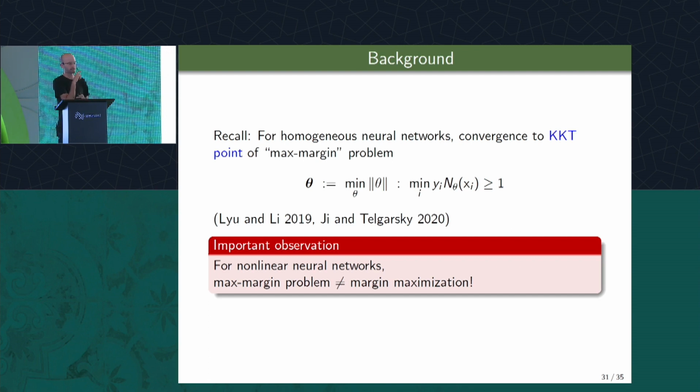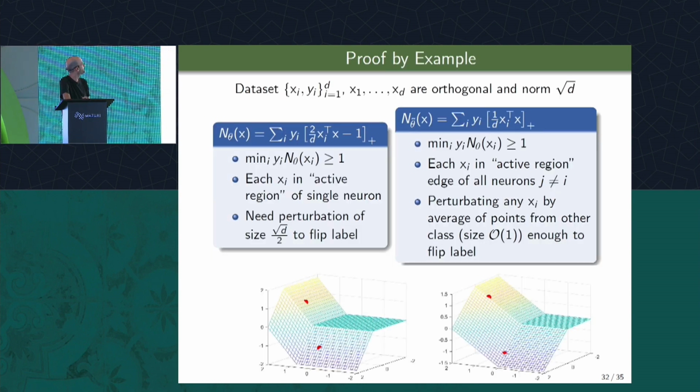The important observation here is that once you talk about nonlinear predictors, this kind of max margin problem, even if you find the globally optimal solution, does not correspond to margin maximization in function space. So the prediction function that would result from this is not necessarily one which tries to maximize the distance of the prediction boundary from the training examples. And hence you don't get robustness. You can also show this in a simple example. I won't go into the details, but the point is that unlike in the context of linear predictors, for nonlinear predictors, max margin is not margin maximization.